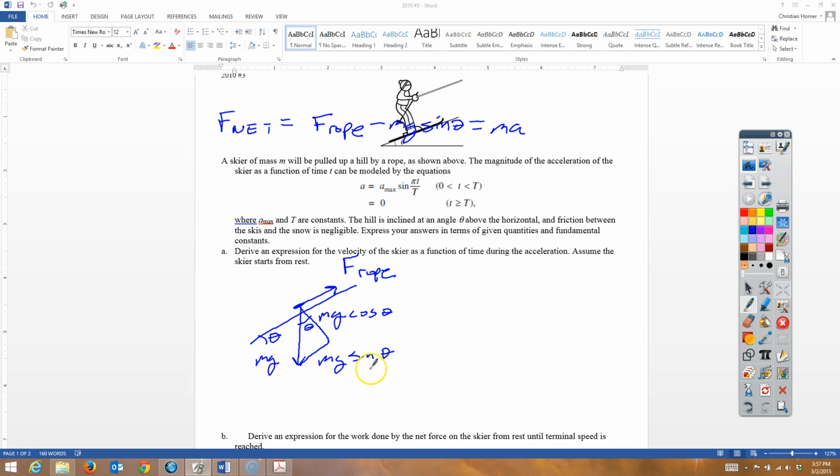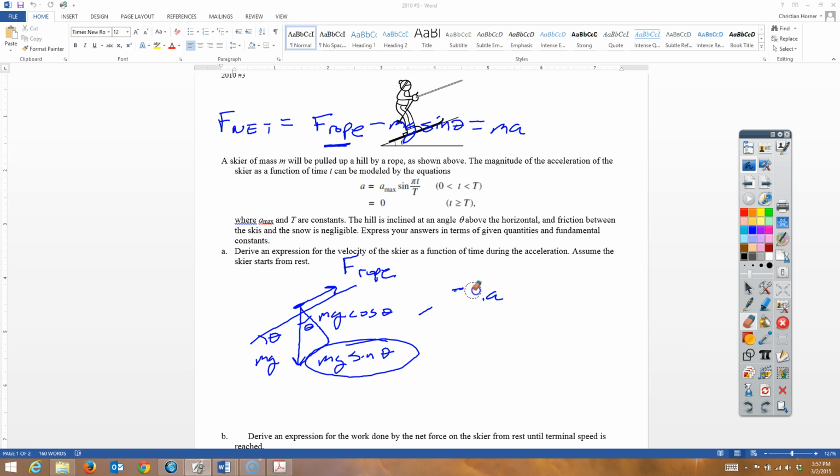If we look at all the forces that we have, we notice that the rope goes first, so that's what's pulling him up the hill. And then there is a force going down the hill, which is mg sine of the angle, and that's why we've subtracted it. And that should be equal to the mass times acceleration going up the hill. So that's where this equation comes from.